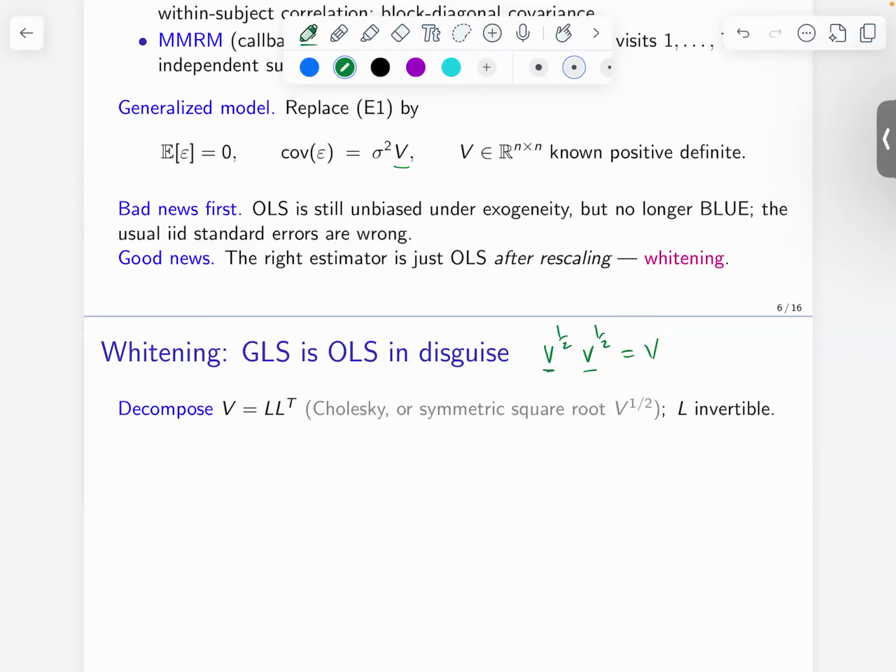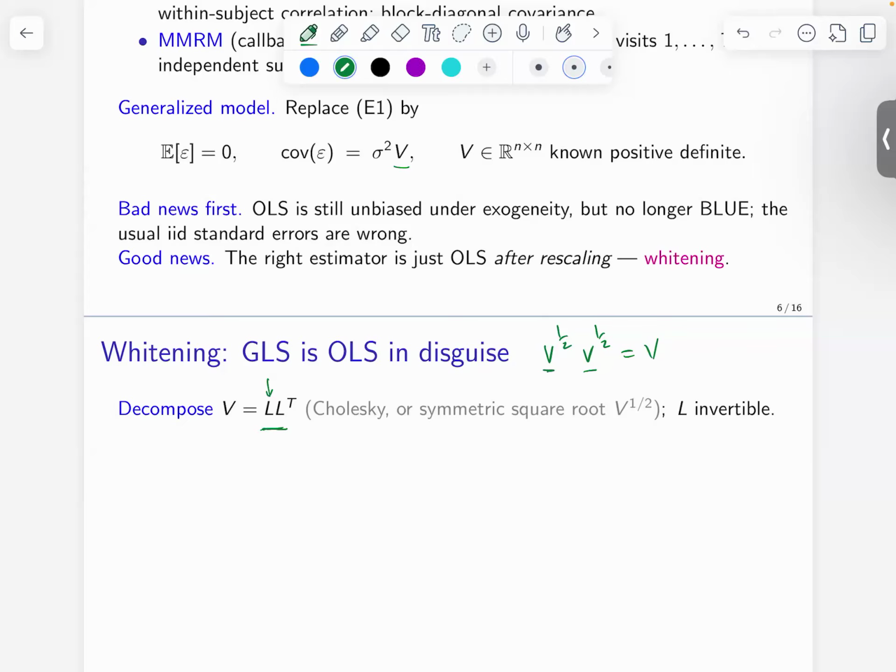Or we can use a non-symmetric square root. This is an example of a non-symmetric one: a matrix that allows me to write L L transpose equal to V. You can think of it as a non-symmetric square root. It's almost like L L equals V, but with the transpose of it. So there are many ways of writing a positive semi-definite matrix in this form.